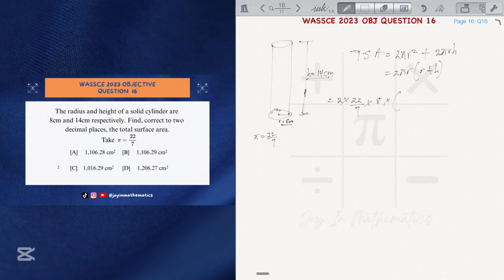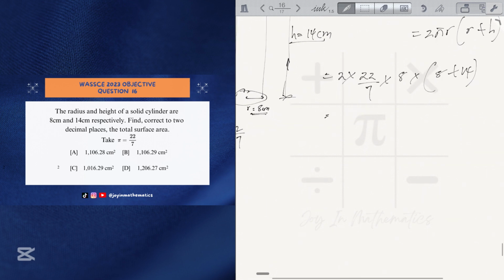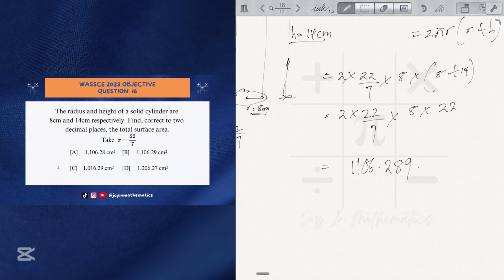multiplied by the radius plus height, that's 8 plus 14. So this would give us 2 multiplied by 22 over 7, multiplied by 8, multiplied by 22, because 8 plus 14 is 22. And if we use our calculator to do this, we will have 1106.289 centimeters squared. Remember the question says we should correct to 2 decimal places, and this will give us 1106.29 centimeters squared, which is equivalent to option B.